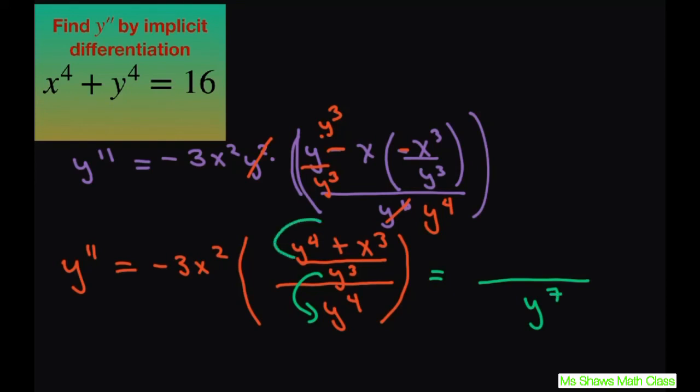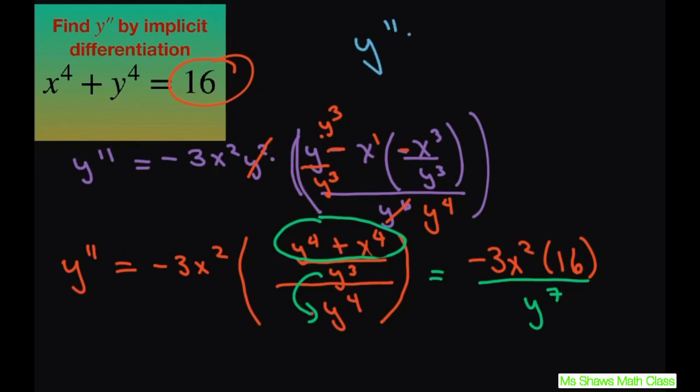This right here, we're going to substitute back into our original equation. This should be to the 4th, sorry. All right, let's put that back to the 4th. That's x to the 1st times x cubed. Sorry about that. That equals 16. So we have negative 3x squared times 16. And this got moved down. So our final answer is, our second derivative is negative 48x squared divided by y to the 7th.